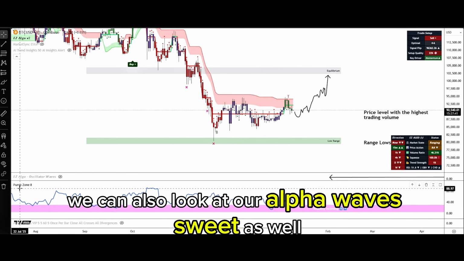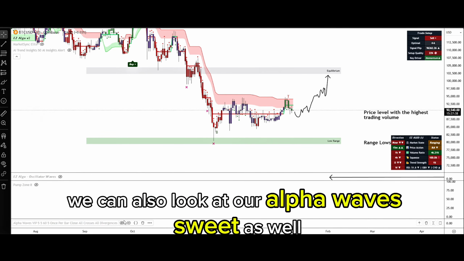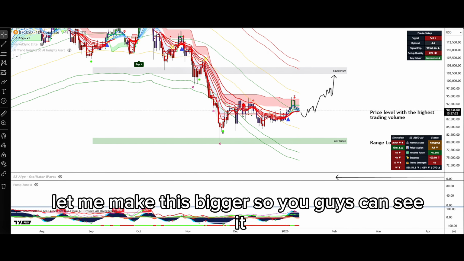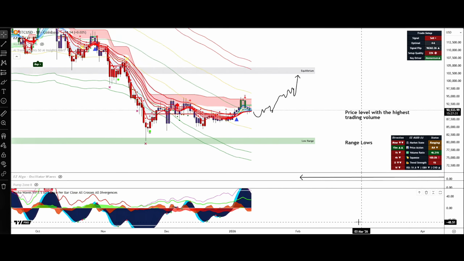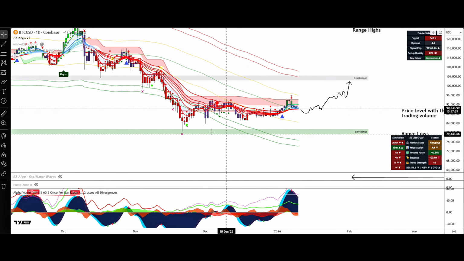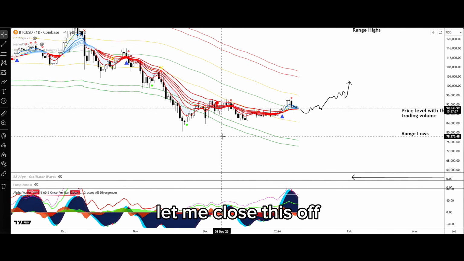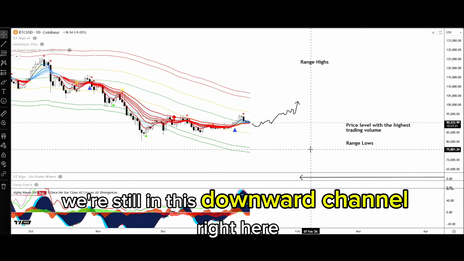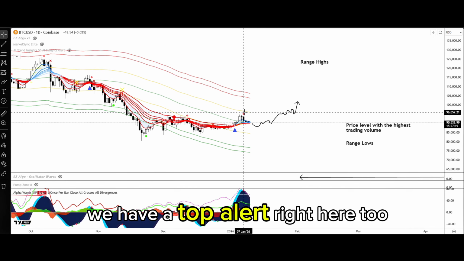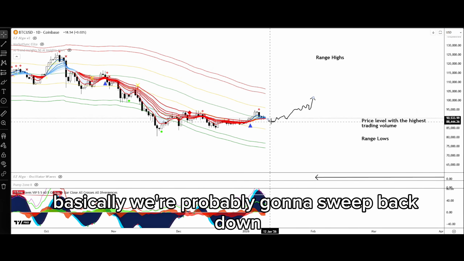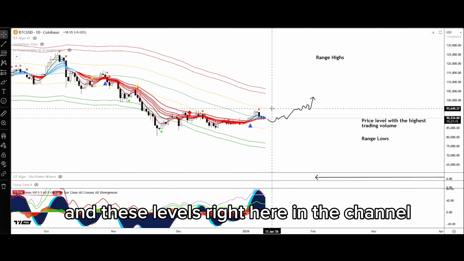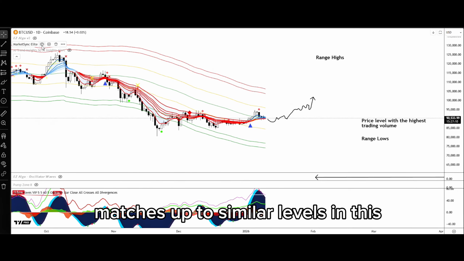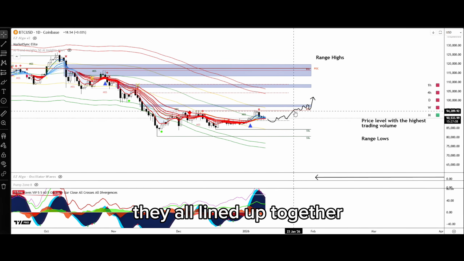And we can also look at our Alpha Waves suite as well. Now, let me make this bigger so you guys can see it. Let me close this off. We're still in this downward channel right here. We have a top alert right here too. And basically, we're probably going to sweep back down, and these levels right here in the channel match up to similar levels in this. They all line up together.